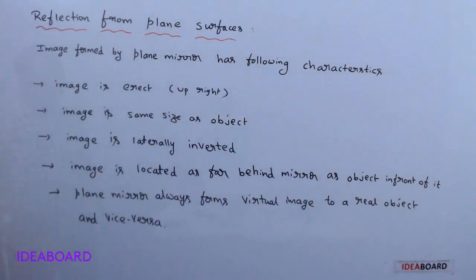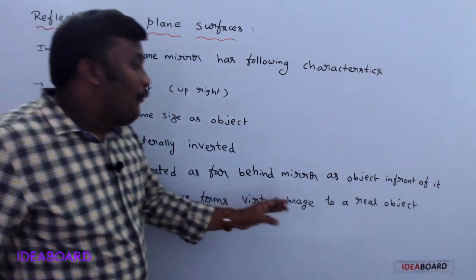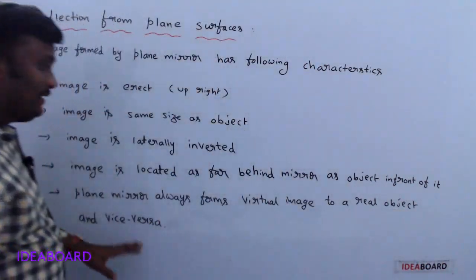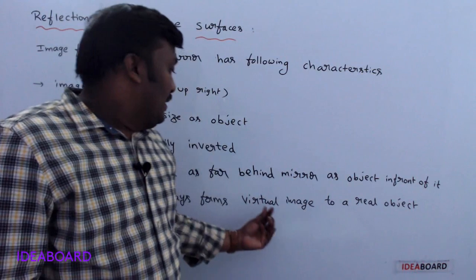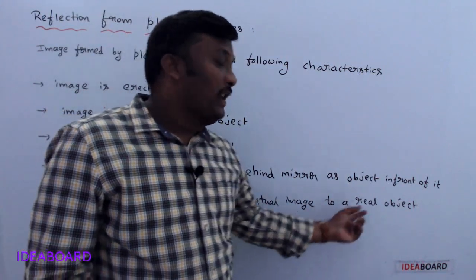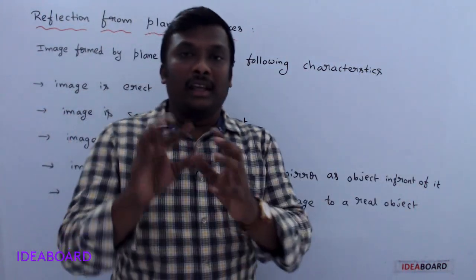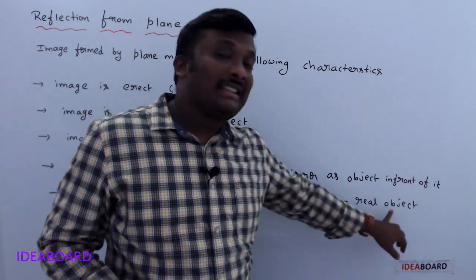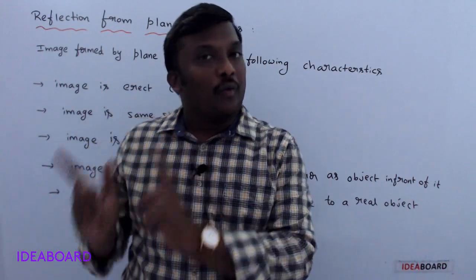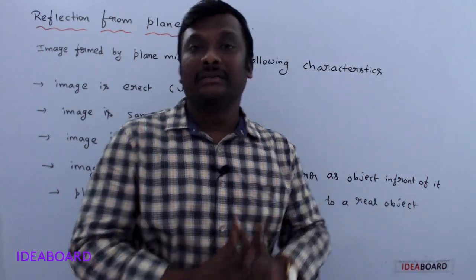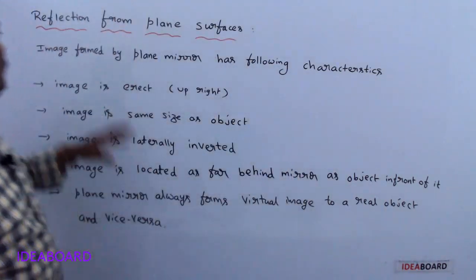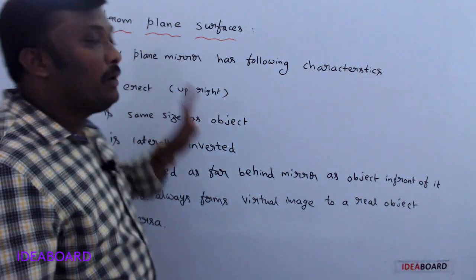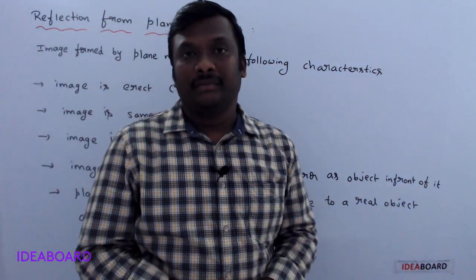Clear? And the last one, the plane mirror always forms a virtual image of a real object and vice versa. Vice versa means a real image of a virtual object. If the object is real, the image is virtual. If the object is virtual, then the image is real. Is it clear? So these are the important characteristics of the image formed by the plane mirror. Clear?